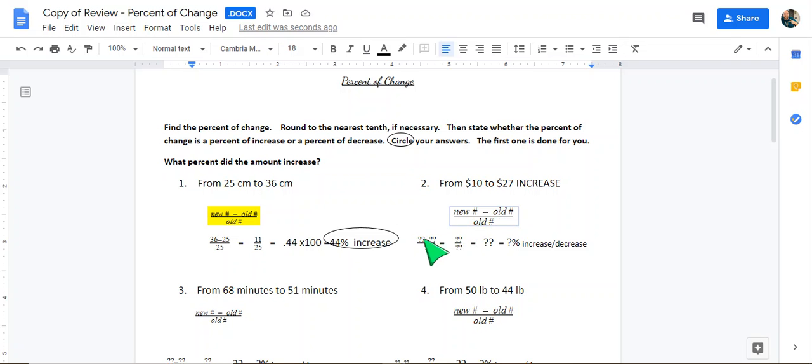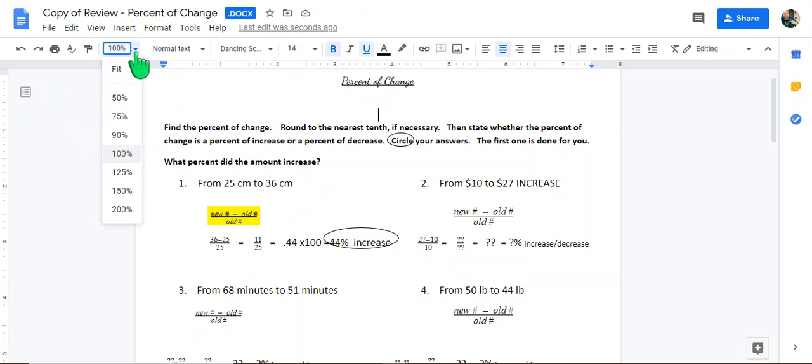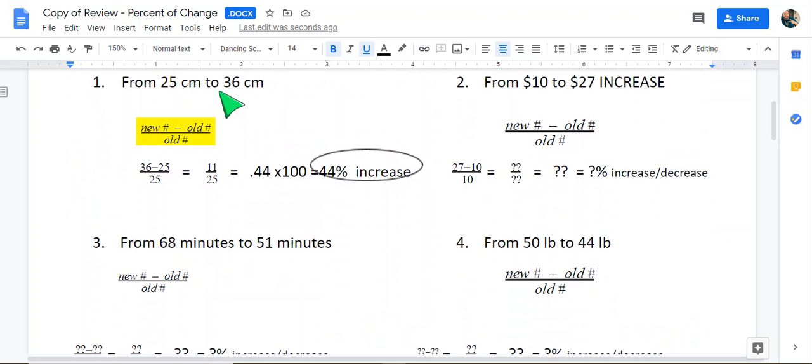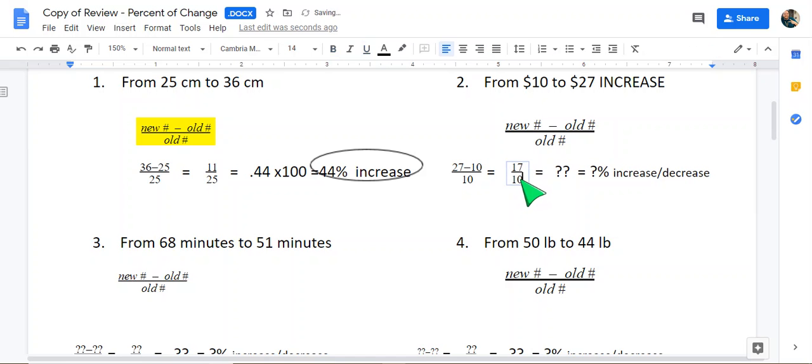So let's do this one together. The new number was $27, right? The old number is 10. And then the bottom part, you're going to write the old number, 10. The first thing you want to do, let me see if I can make this bigger so you guys can see easier. Yeah, I think that's going to be better. The first thing you need to do is do 27 minus 10. Don't divide anything right now. Do the top part first. 27 minus 10 is 17. And then the bottom part, you write 10.